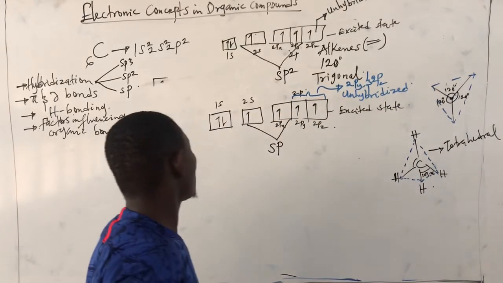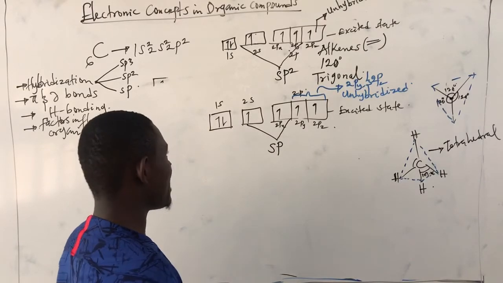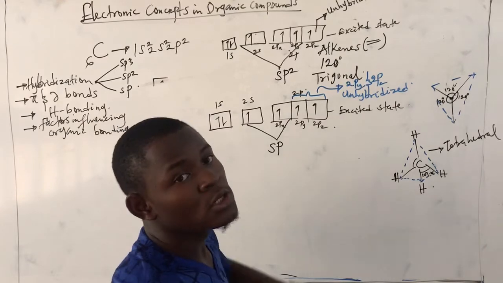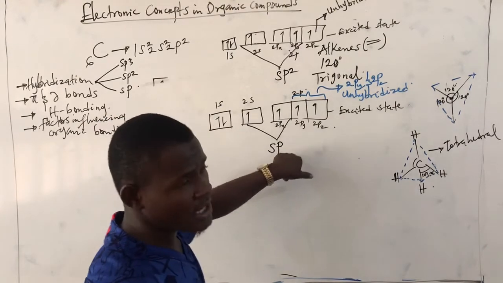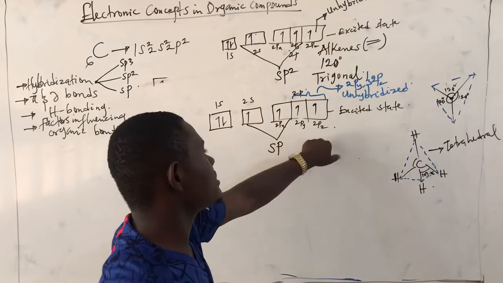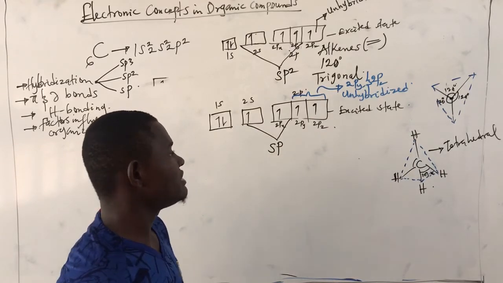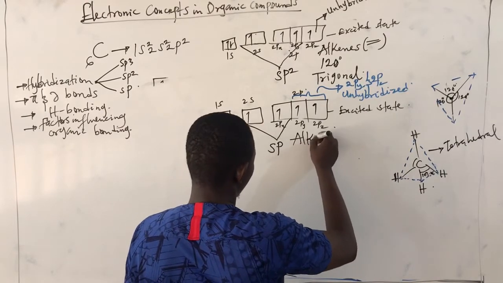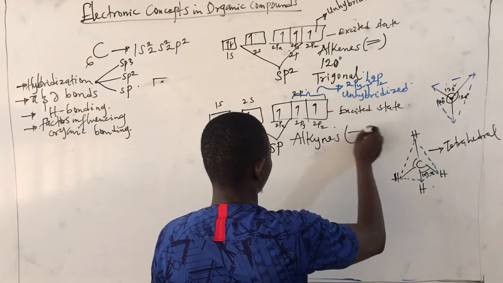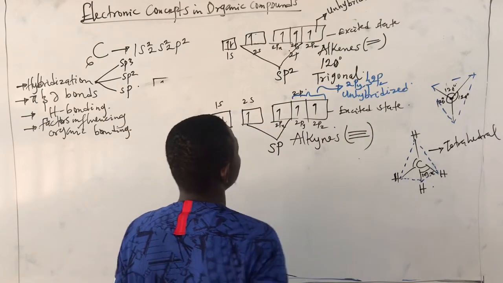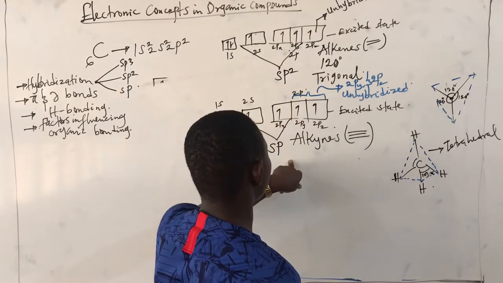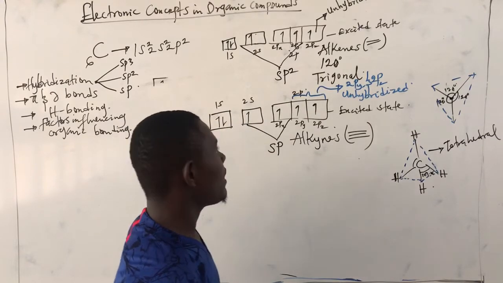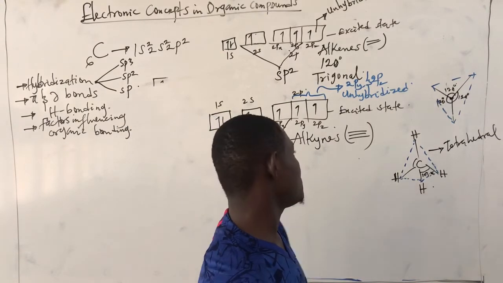So the question then comes that during sp hybridization, the mixing of the orbitals is only between 2s and 2px. And here, the 2py and the 2pz orbitals are usually unhybridized. Like I have said, this is common in alkynes. And alkynes are represented by the presence of a triple bond. So we say that both sp2 and sp hybridization are present in unsaturated hydrocarbons, while sp3 is present in saturated hydrocarbons.